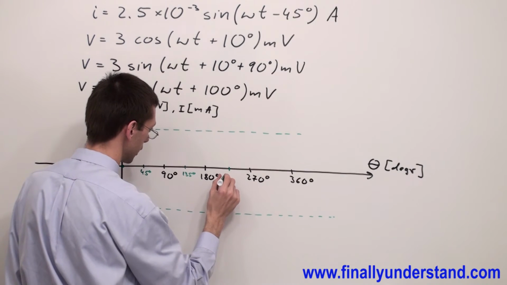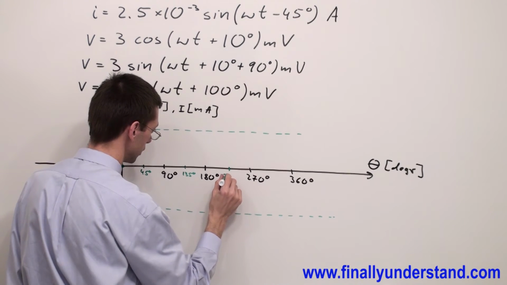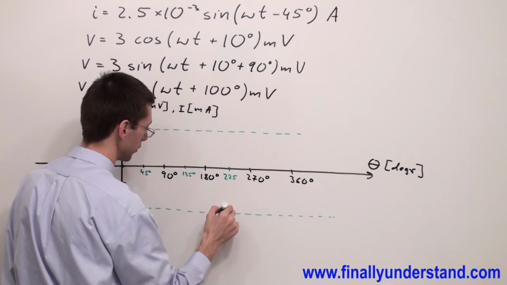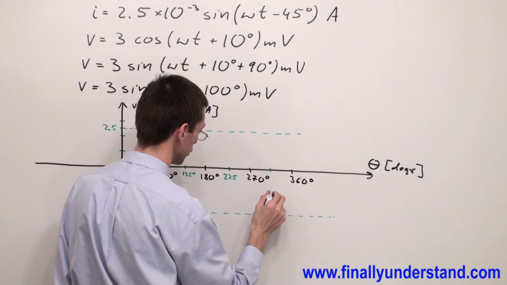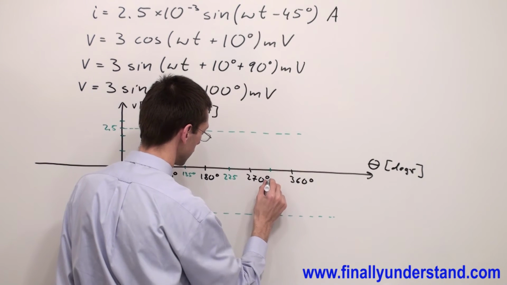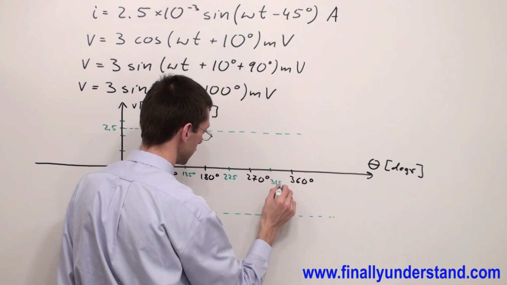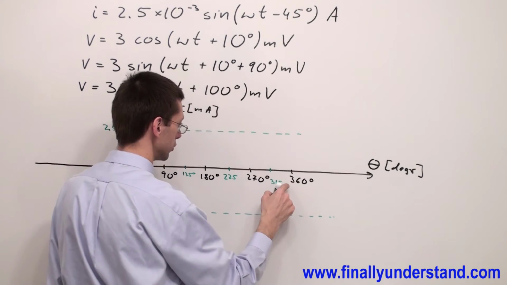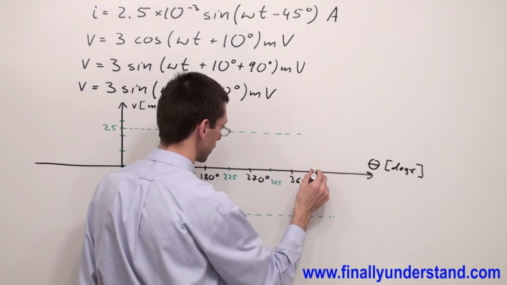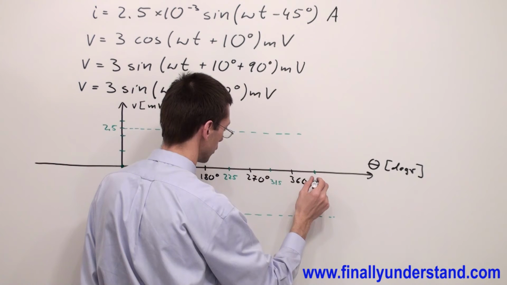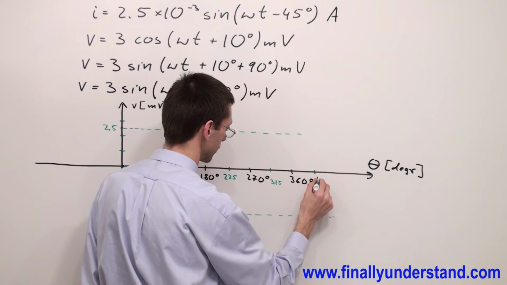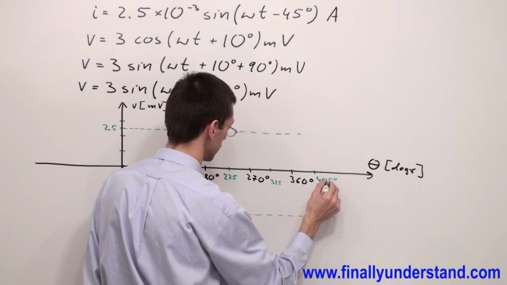This is going to be equal 225. 270 plus 45 is going to give me 315. 360 has to be moved also, and this is going to be equal 405 degrees.